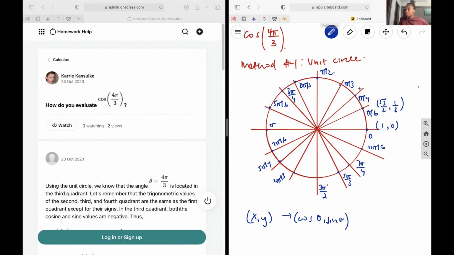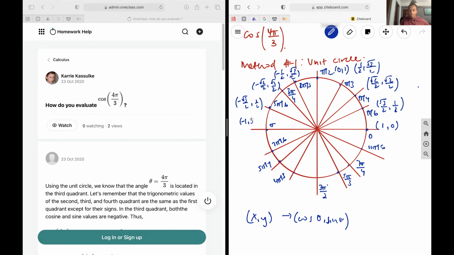Okay, and then we come to pi over 4, which is going to give me root 2 over 2, root 2 over 2. If you just keep putting these angles into cos theta and sine theta, you should be able to plot the entire circle. So I'm just going to fill it in really quickly for you. Pi over 2 is going to give me 0, 1. 2 pi over 3 is negative 1 over 2, root 3 over 2. 3 pi over 4 is negative root 2 over 2, root 2 over 2.